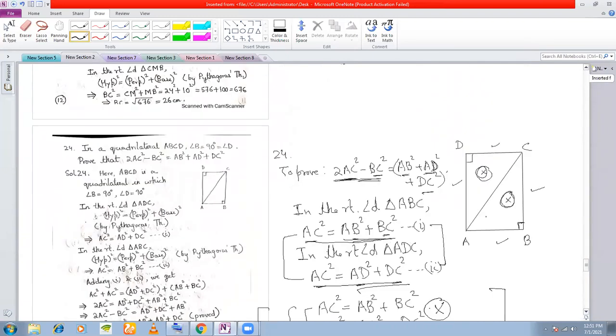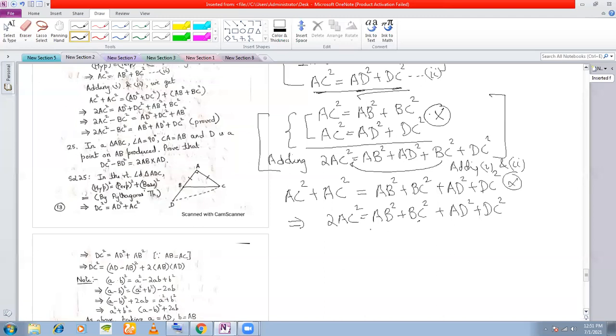Now what is the proof here? You see, you have to prove twice of AC square minus BC square. So what you do here is you take BC square from this side to this side, and that is the proof. So twice of AC square minus BC square is equal to AB square plus AD square plus DC square. Clear? Is it clear to all? Yes, sir. Yes, sir.